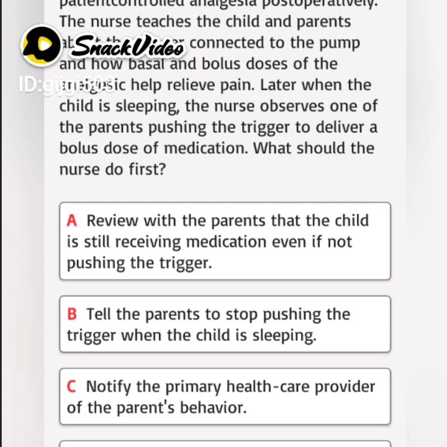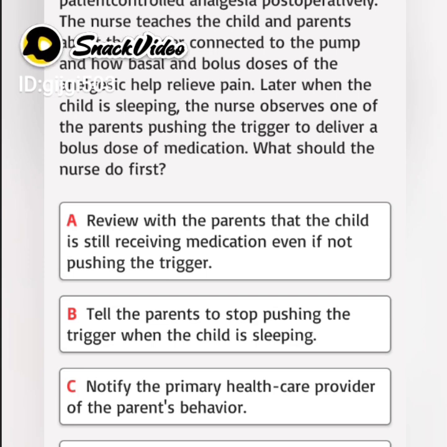A 12-year-old child is receiving intravenous patient-controlled analgesia postoperatively. The nurse teaches the child and parents about the trigger connected to the pump and how basal and bolus doses of the analgesic help relieve pain. Later, when the child is sleeping, the nurse observes one of the parents pushing the trigger to deliver a bolus dose of medication. What should the nurse do first?